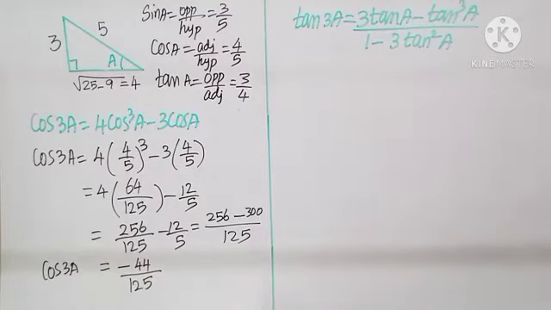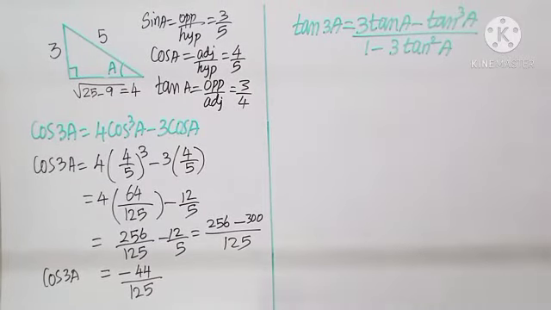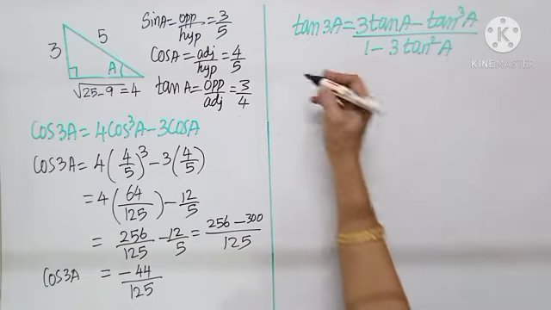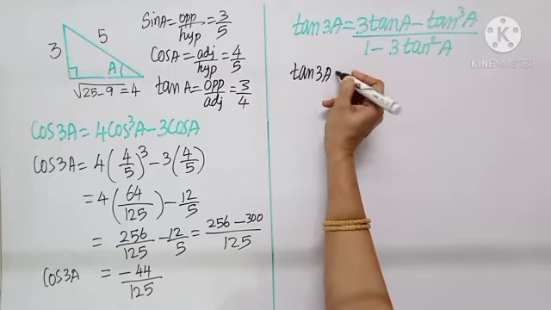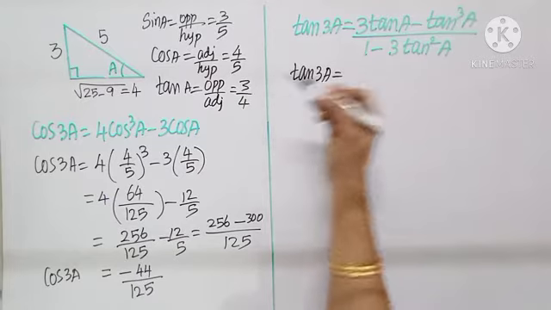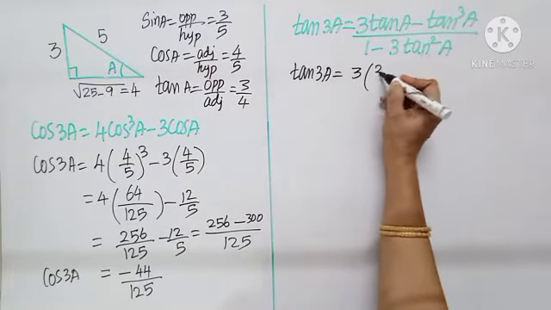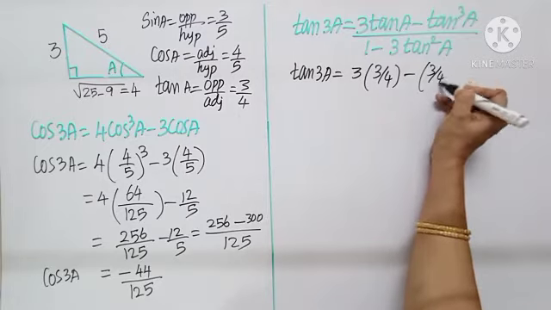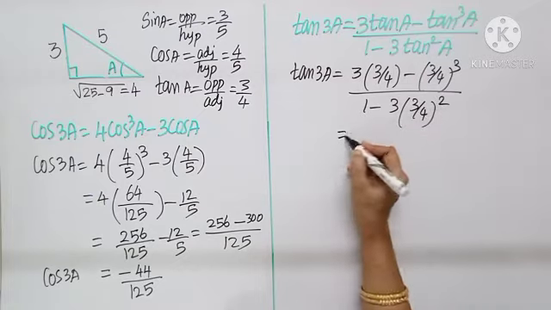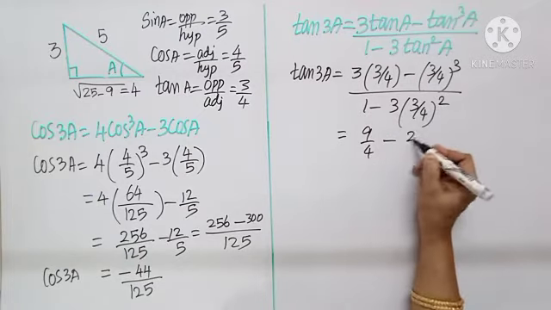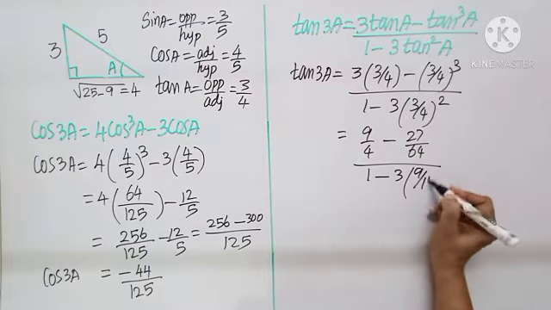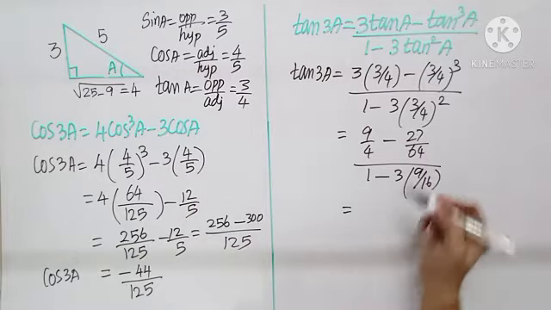The second question, we need to find tan 3A. The formula for tan 3A is 3 tan A minus tan cubed A by 1 minus 3 tan squared A. As we found tan A from the triangle, we know tan A equals 3 by 4. Substitute 3 into 3 by 4 minus 3 by 4 the whole cube by 1 minus 3 into 3 by 4 the whole square. 9 by 4 minus 27 by 64 by 1 minus 3 into 9 by 16. Step by step we shall simplify.